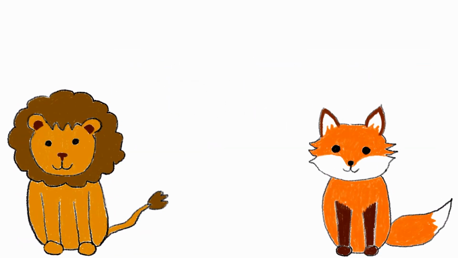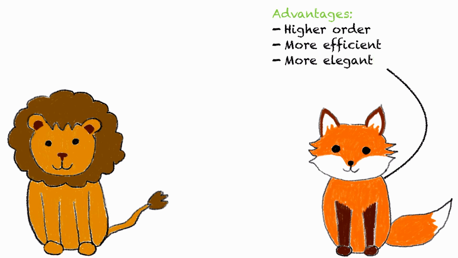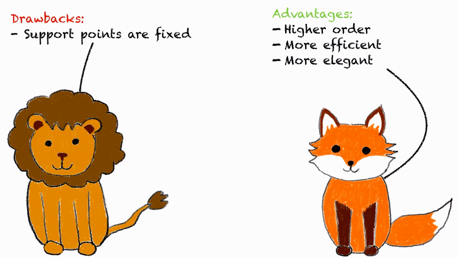To wrap things up, Frederick names some advantages of the Gauss quadrature compared to the Newton-Cotes formulas. Namely that it is of higher order, more efficient since fewer function evaluations are involved, and it seems generally more elegant to him than the Newton-Cotes formulas. Leon, however, finds the drawback of the scheme that the support points have to be chosen as demanded by the scheme. If the function evaluations at these points are unknown, the expected high order cannot be guaranteed.